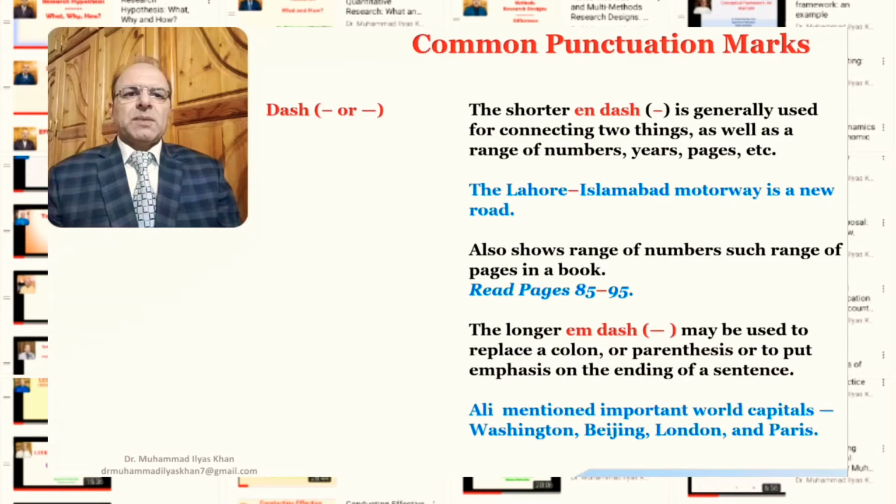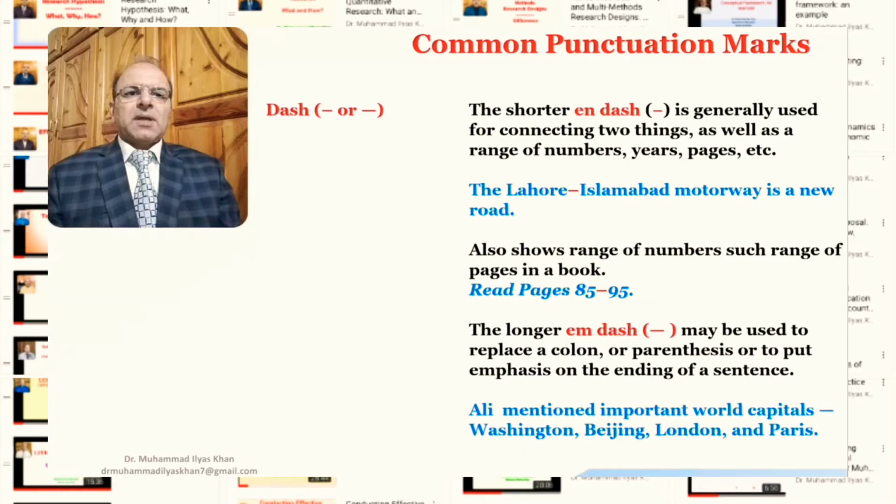For example, read pages 85–95. This actually means 85, 86, 87, and so on till we reach 95. So this dash actually means that if someone asks you to read these pages from 85 to 95, this means all of these pages.